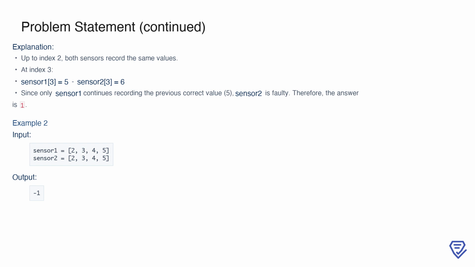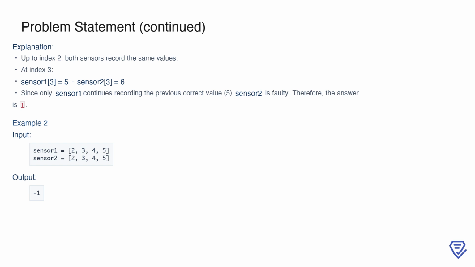Both sensors record the same values for the first three indices, which are 2, 3, and 4. However, at index 3, the values diverge. Sensor 1 records 5, while sensor 2 records 6. Since sensor 1's reading of 5 is consistent with the previous correct value, it suggests that sensor 2 has started recording incorrect values. Therefore, we conclude that sensor 2 is faulty, and the output is 1.